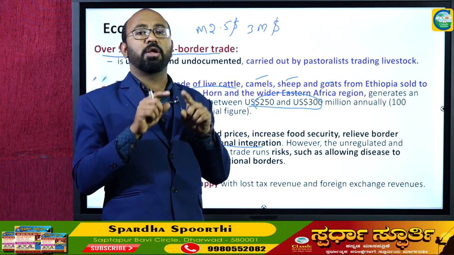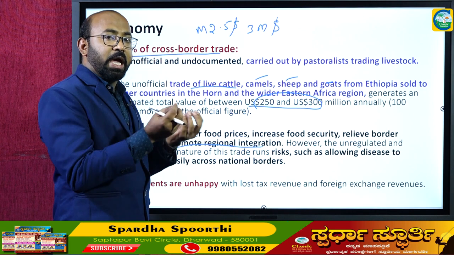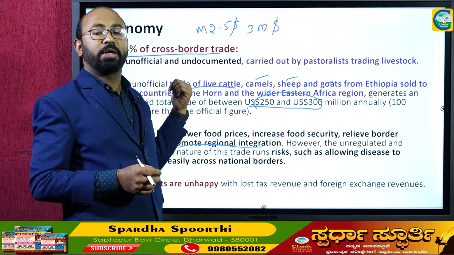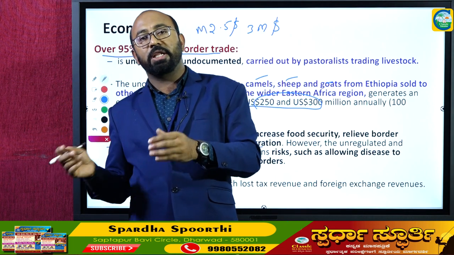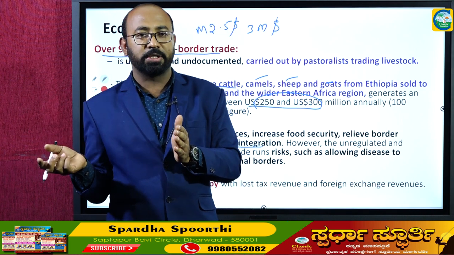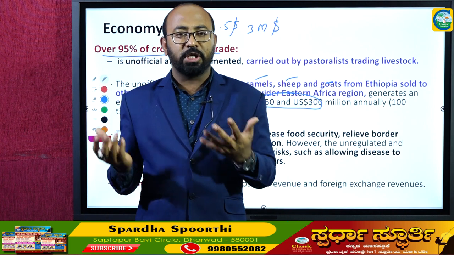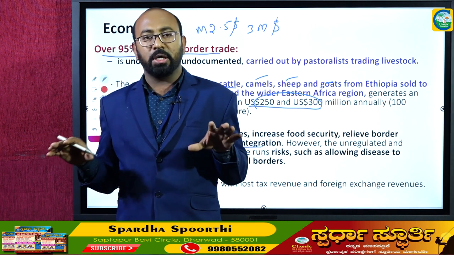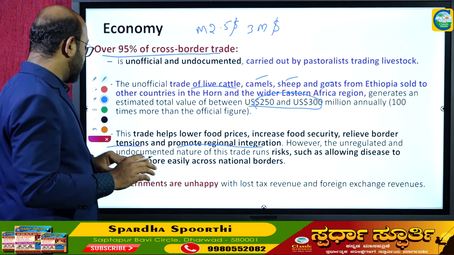or unsettled border tensions. See, these tensions, these wars, they can be reduced because of this illegal, sorry, unrecognized trade. Because the people in one country will depend on another country for some of the goods which are not found in their native place, right? See, because of this dependency of the people on different resources, this trade is helping to maintain the peace to a certain extent in the region.